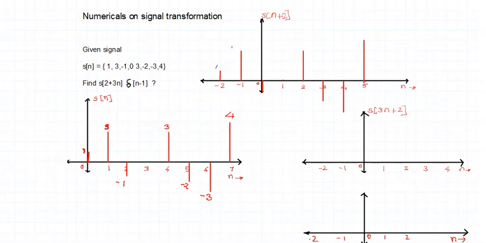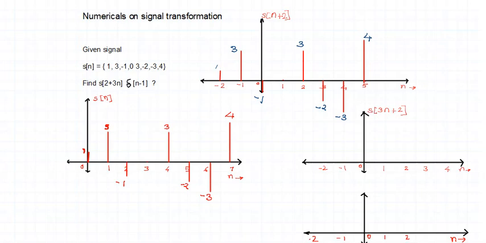Here the magnitude is 3. Then it is -1. Then it was a 0. Then a 3, -2, -3, and there was 4. So this is the way we obtain the shifted signal.